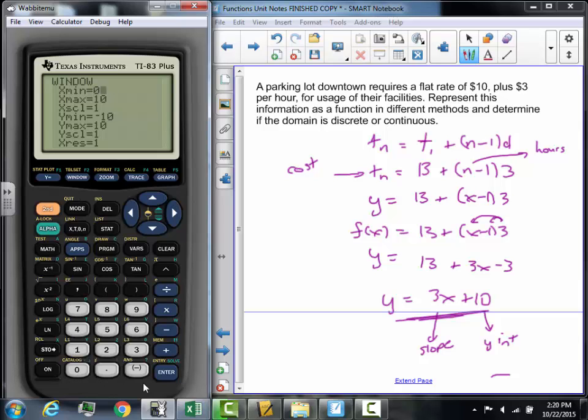Because really, I can't go lower than 0. I think 10 is still a good number to end at, though. I don't know, who's parking in a parking lot for more than 10 hours? That's a long day.